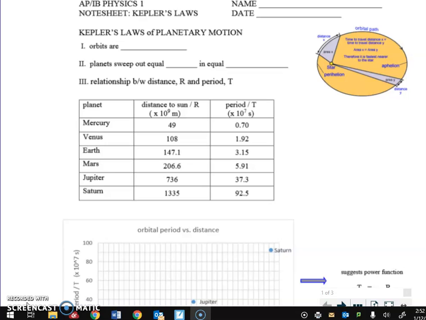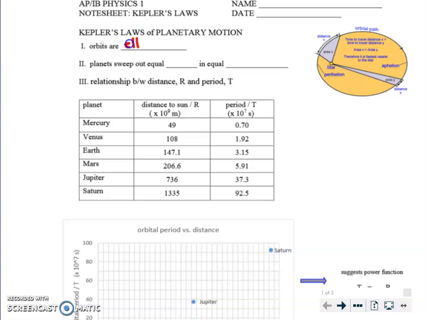The first two are pretty straightforward. Our main focus is going to be on the third law, because that's the nice application to circular motion. So perhaps the most startling discovery of Kepler's laws, it may sound the most boring or the least interesting, is that he found that the orbits of all the planets are elliptical.